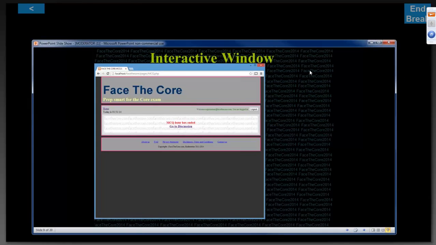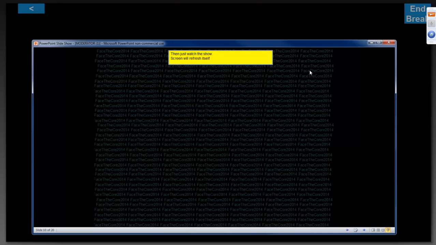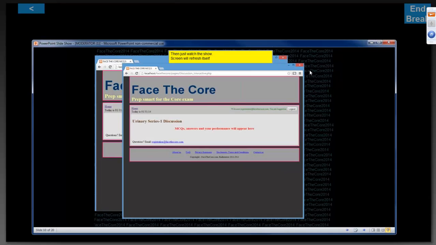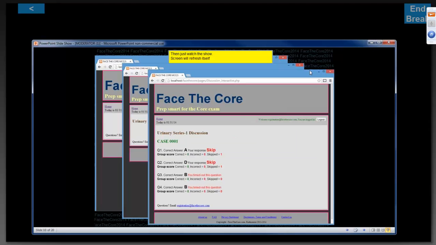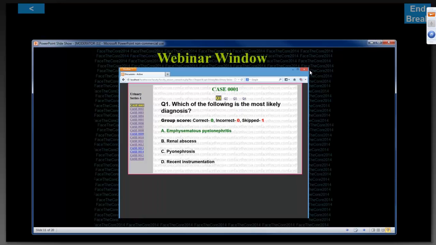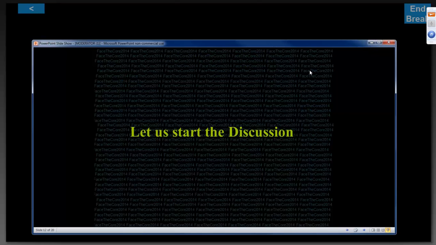The speaker list page. You should be at this screen with a go-to discussion link. Please click on that link now. You will see that your MCQs, your answers, and your performance will appear: case numbers, question numbers, and your response along with the group response. The answers in green are the correct answers.